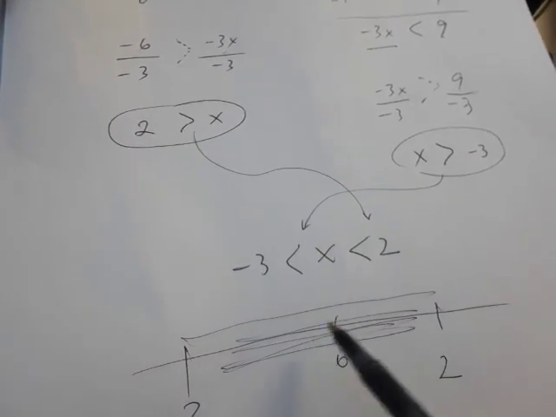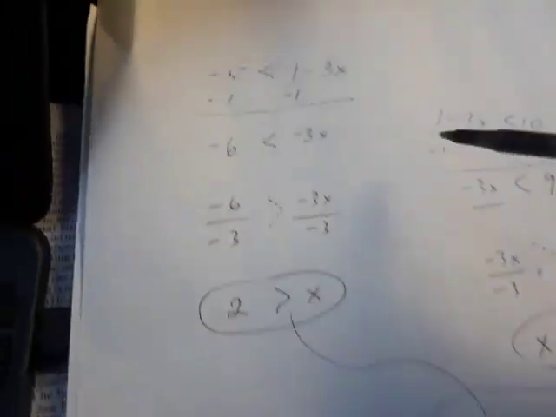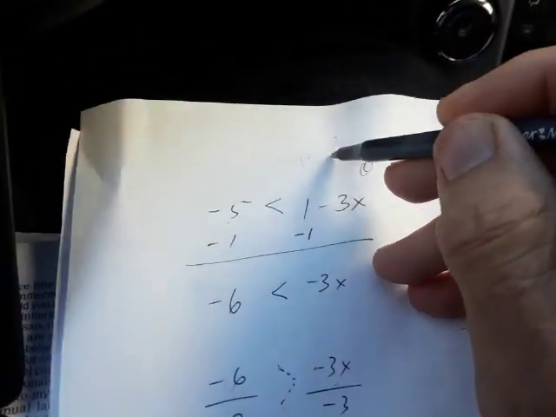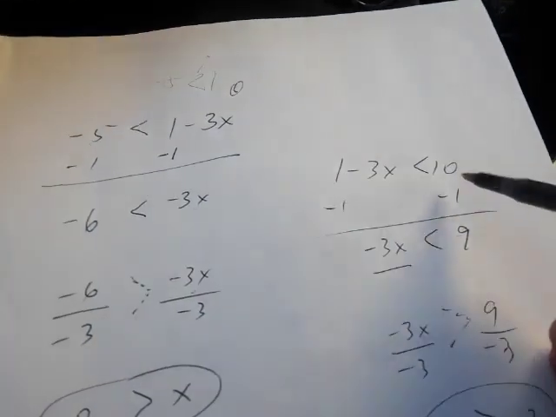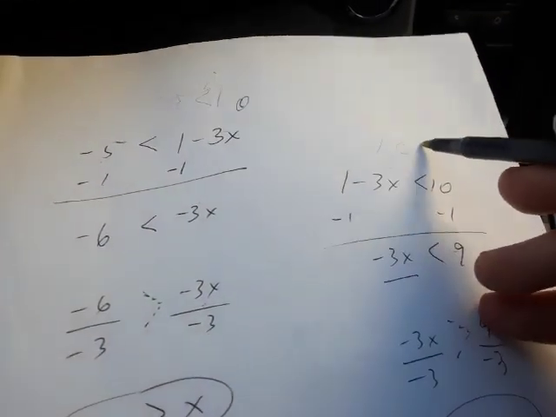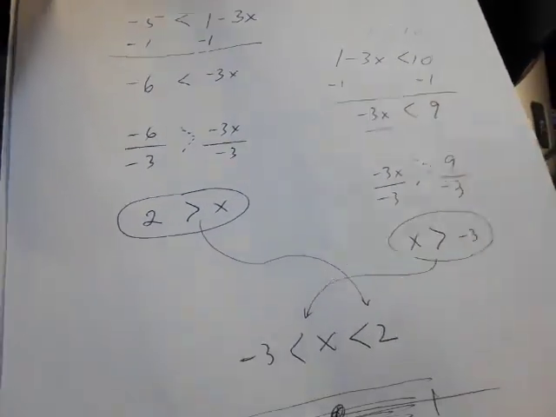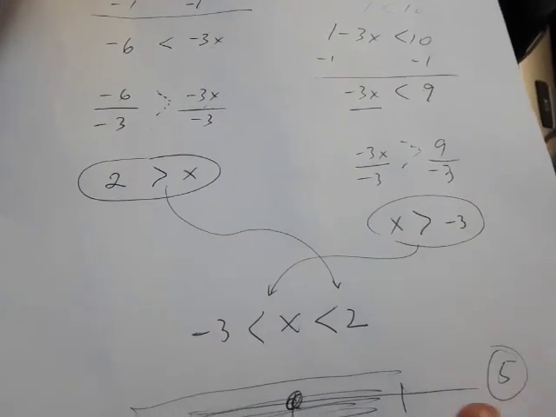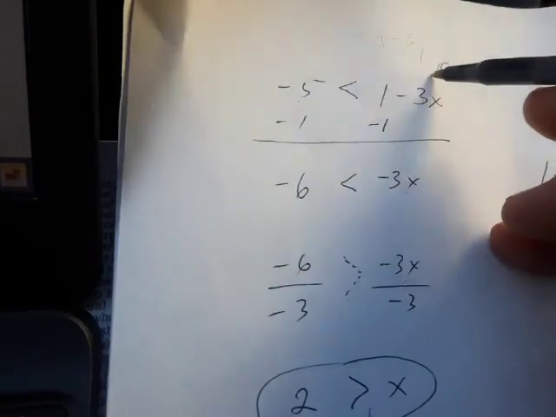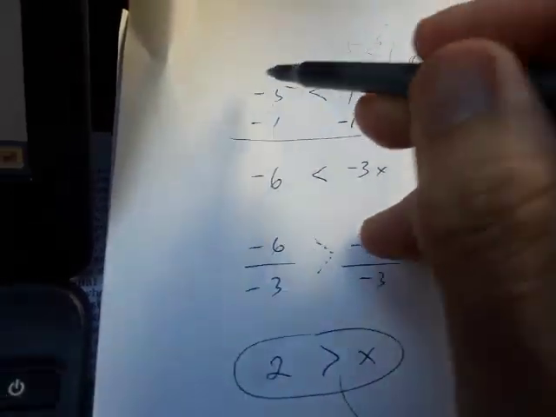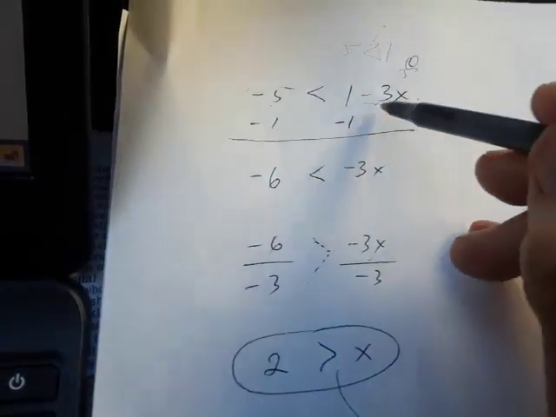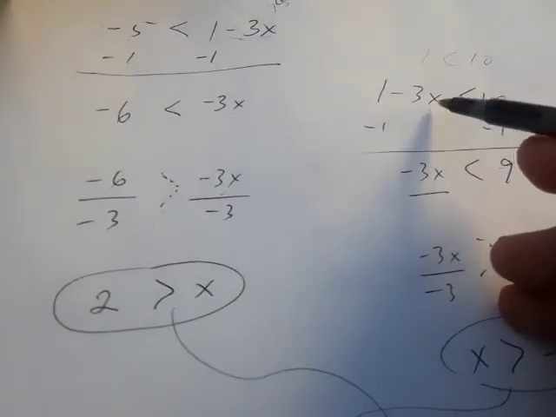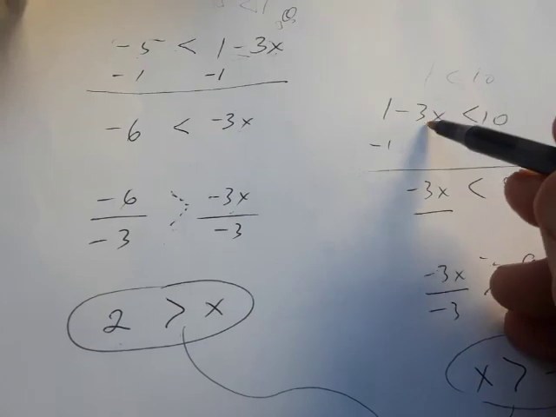I'm pretty sure this is true, because if I drop in a 0 up here, that would mean -5 is less than 1. That's good. If I drop in a 0 here, 1 is less than 10. So this is truly accurate. If I choose the number 5, which is outside the solution, I put 5 in here, -5 is less than -16 or something. Nah. And if I put -5 in here, this becomes -14 again.